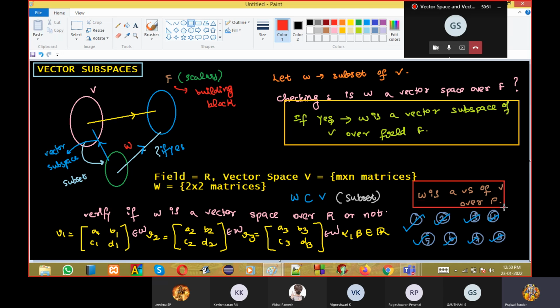Is this concept clear? This diagram is very important. Diagram understanding is very important. I'll repeat one time. V is a vector space over this field. I am not telling you to verify that V is a vector space. I am giving a subset of V and calling it W. I know that this is a subset. What I'm checking is, is W also a vector space over F? If the answer is yes, then I can say W is a vector subspace of V over the field F.